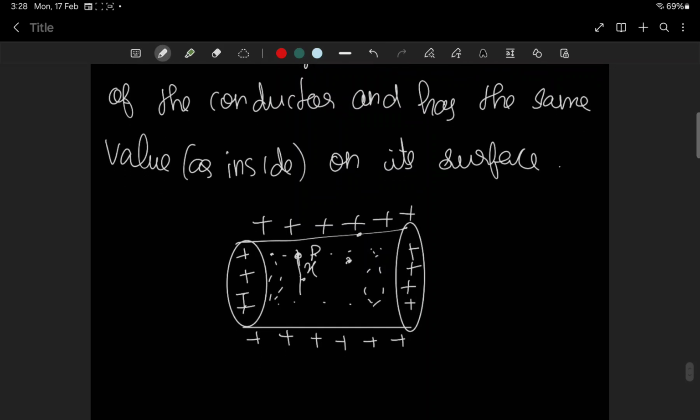That way, electrostatic potential is constant throughout the volume and it is the same as inside, on the surface. Okay?